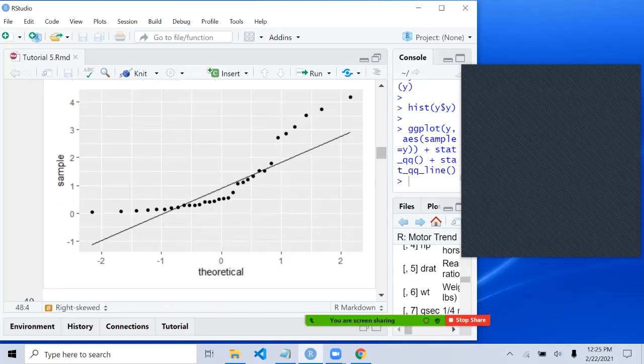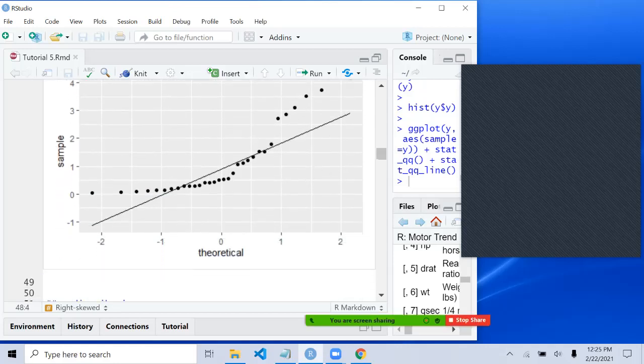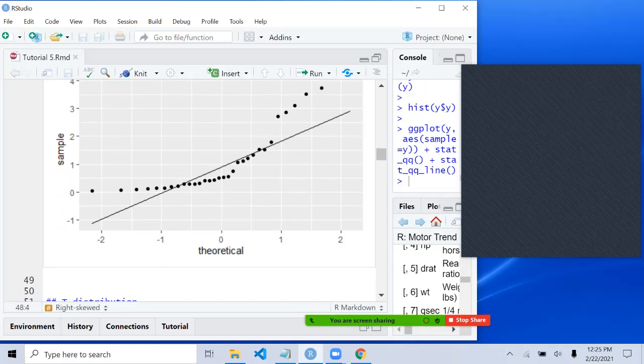Yeah, so you can imagine that left skewed data would have a downward cusp. Instead of looking like an upward U, it would look like a downward U. And you could then say it's left skewed because the cusp is looking downwards. The data is not trending the line.